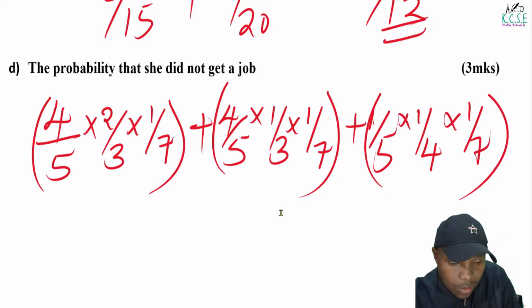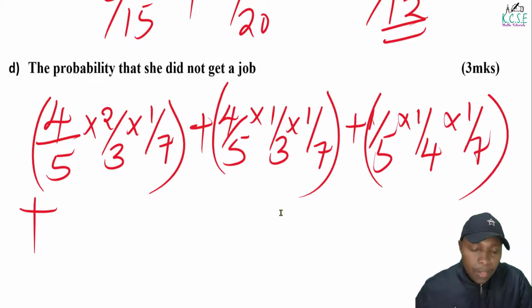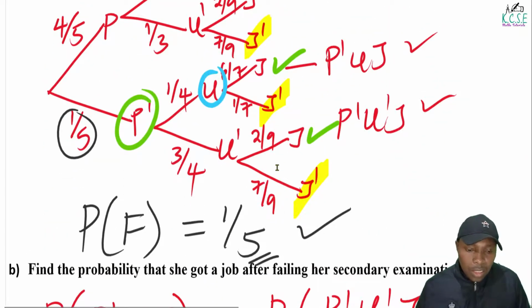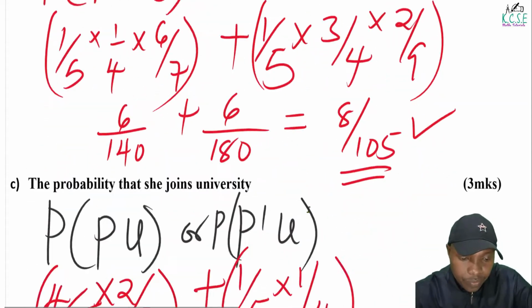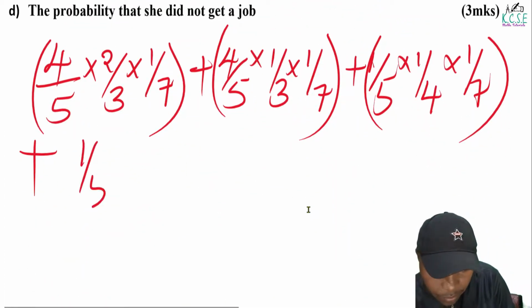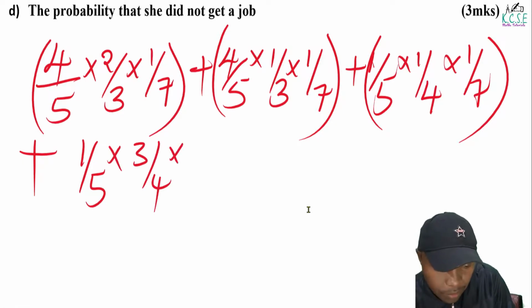And the last one will be given here. Failing the secondary school examination, failing to join the university, and failing to get a job. So 1/5 times 3/4 times 7/9. So that is the next one.